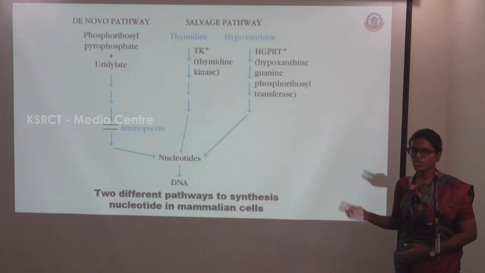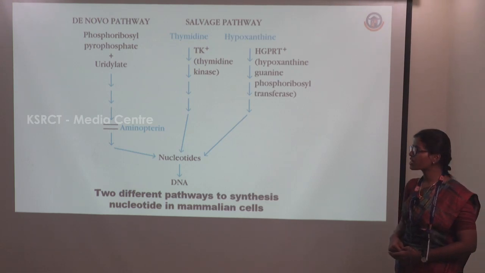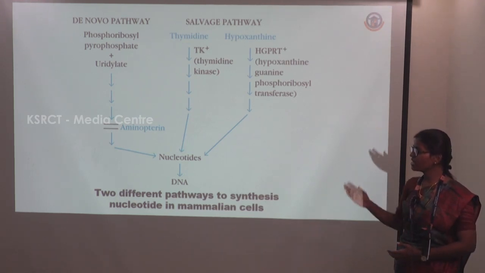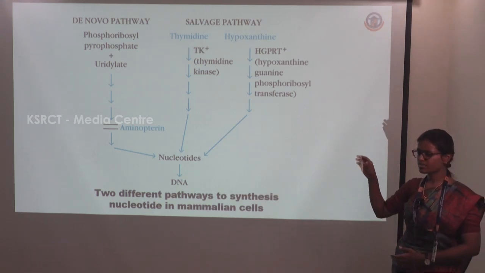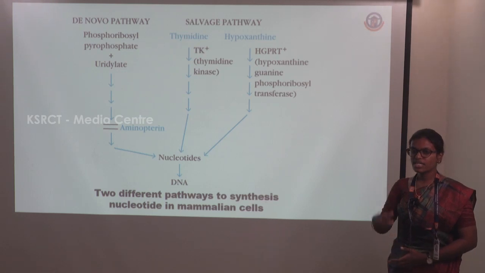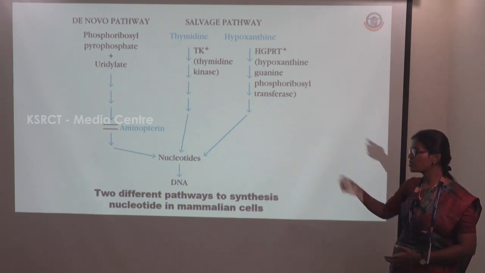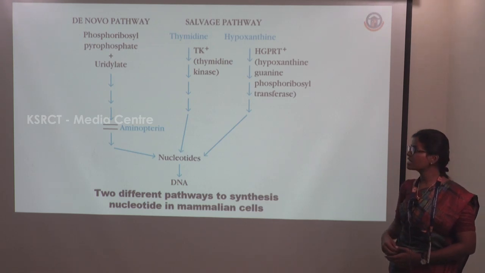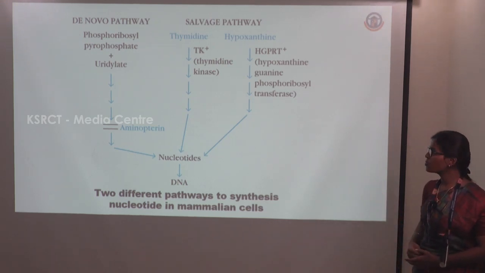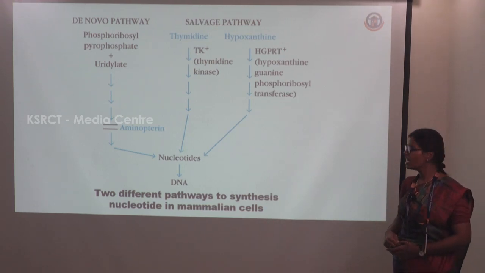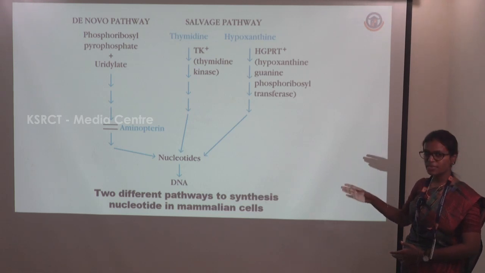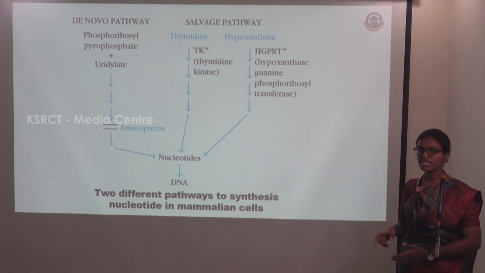Then these are the two pathways used for monoclonal antibody production. One is the de novo pathway and another one is the salvage pathway. Phosphoribosyl pyrophosphate is used, and nucleotides are produced. In this pathway, aminopterin is used to inhibit the pathway, and nucleotides can't be synthesized in the de novo pathway. And then in the salvage pathway, there are two types. One is thymidine, one is hypoxanthine. The nucleotides can be synthesized from thymidine and also from hypoxanthine. For that, it needs two enzymes.